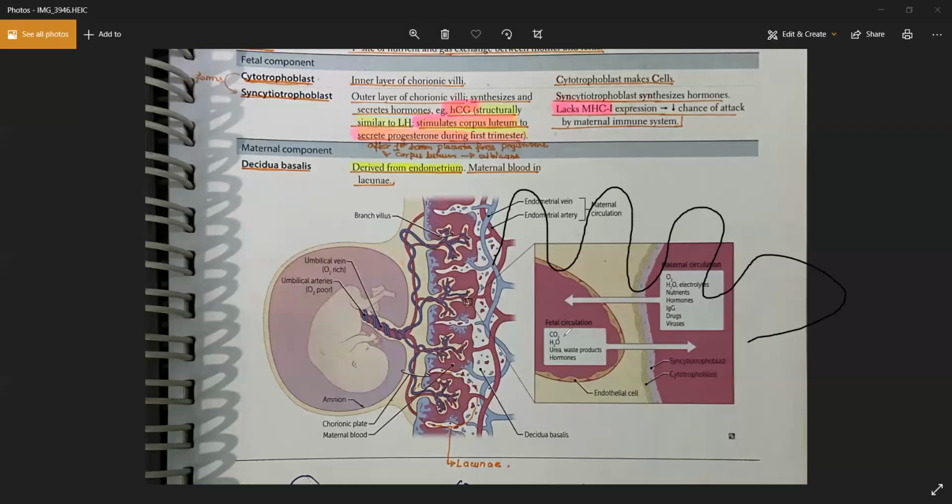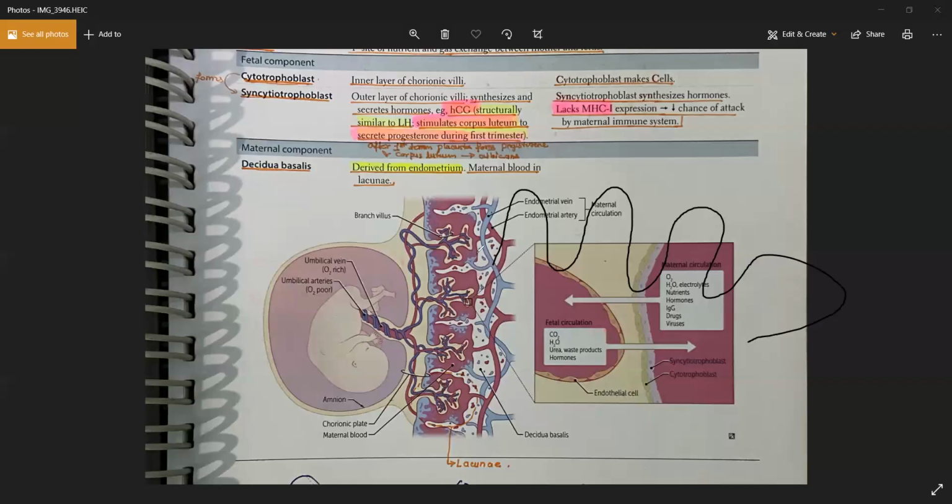Any cancer of trophoblast, you guys know? Choriocarcinoma, yes. In case of choriocarcinoma, I will have both the layers, syncytiotrophoblast and cytotrophoblast, but these trophoblasts do not form the villi.